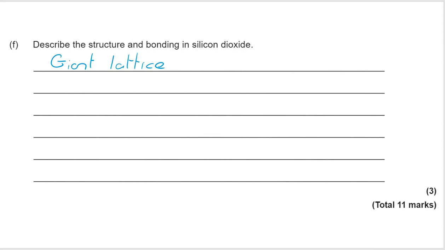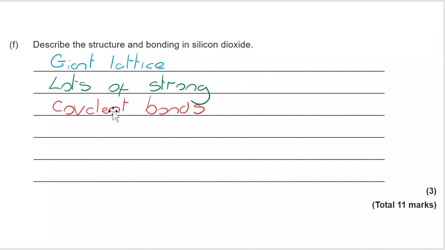And to finish off, describe the structure and bonding in silicon dioxide. Well, it's a giant lattice, as we just saw. It's non-metals. So we're thinking about covalent bonds, but it's not just covalent bonds, it's giant covalent. So there are lots of strong covalent bonds, and we need all of that information to get to the 3 points. And that takes us to the end of this question.